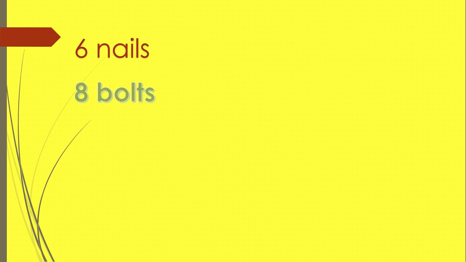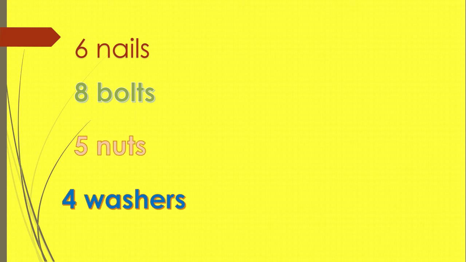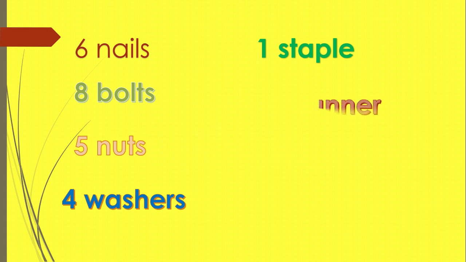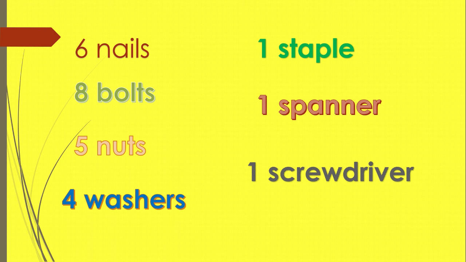Okay, now 6 nails. Very good. What else? 8 bolts. And how many nuts? 5 nuts. Very good. What about the washers? They are 4. Okay, do you remember how many staples were there in the picture? Yes, it was only one staple and one something else, spanner. Very good, one spanner. And what about the screwdrivers? How many screwdrivers? Excellent, it was only one screwdriver.